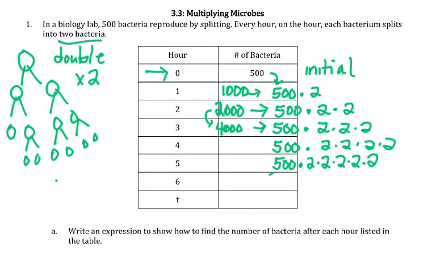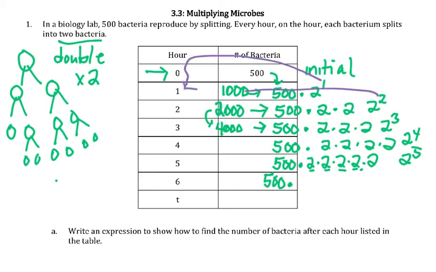Let's try this with 500. 500 times, and instead of, look at, I've got 1, 2, 3, 4, 5. I could have written 2 to the power of 5. Could I have written 2 to the power of 4? Could I have written 2 to the power of 3? 2 to the power of 2? 2 to the power of 1? Do you see this? 1 goes with hour 1, 2 goes with hour 2, 3 goes with hour 3, 4 goes with hour 4. So what do you think I'm going to write for 6? I'm going to write 2 to the power of 6.